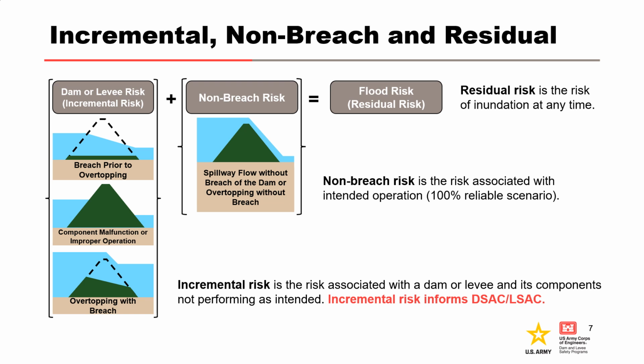This is the risk associated with the dam or levee and its components not performing as intended. Even when a dam or levee performs as intended, there is still some risk of inundation. This is referred to as the non-breach risk. For dams, this is typically associated with releases through the spillway, whereas for levees, it is typically associated with overtopping without breach, but we also consider overtopping without breach for dams as well. The sum of the incremental risk and the non-breach risk is our third type, residual risk.